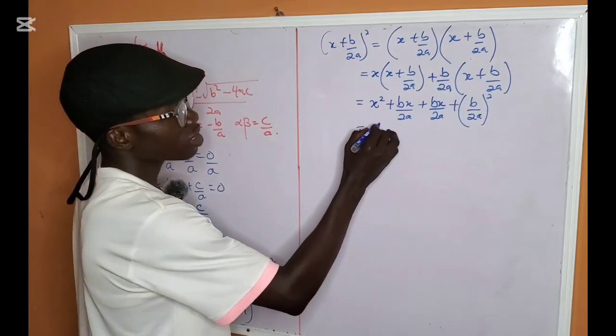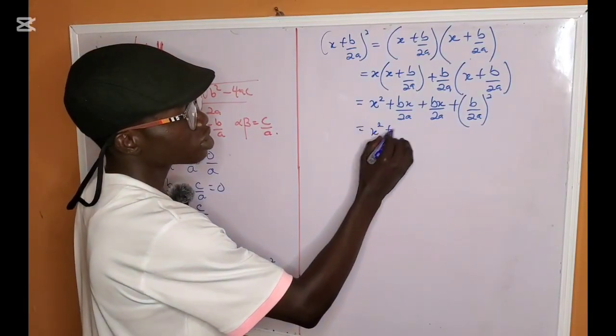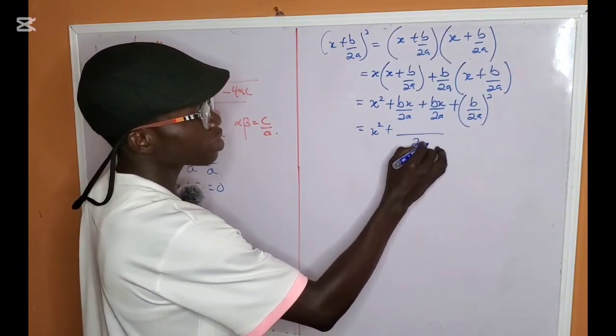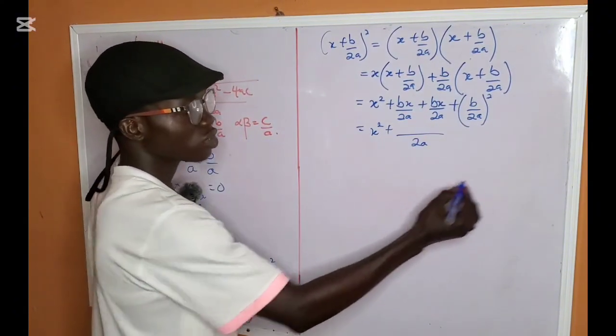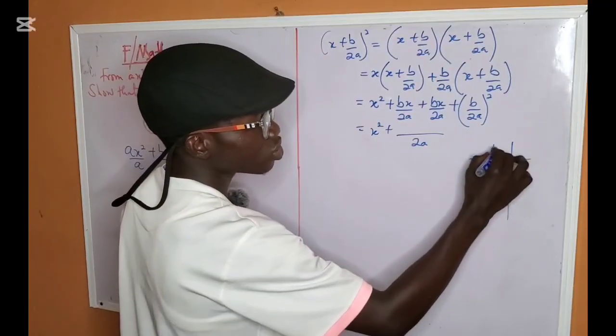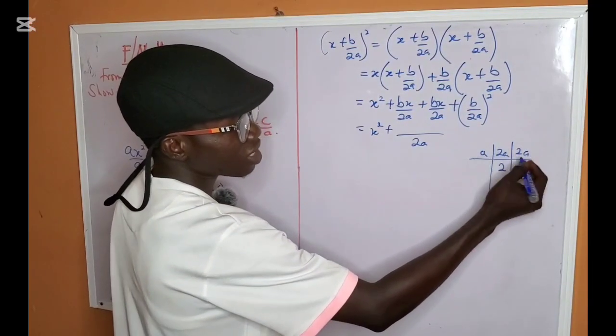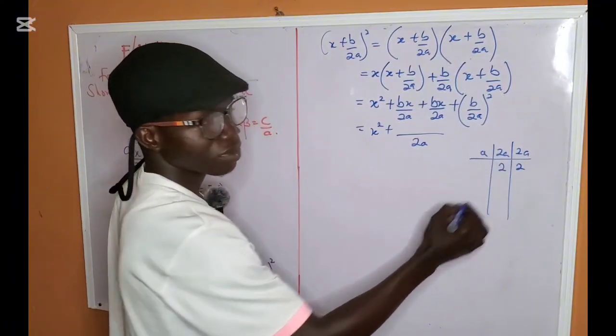So x squared, that will be plus, they have the same denominators, so I can do the LCM to give me 2a. The LCM of 2a and 2 is 2a. If I have it here, this is 2a over 2a, a remains, and 2a divided by a will give us 2.